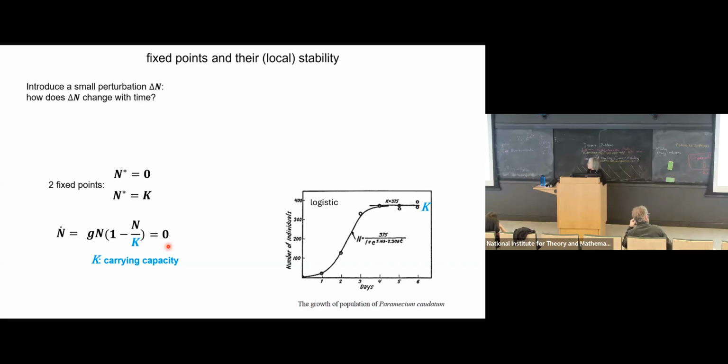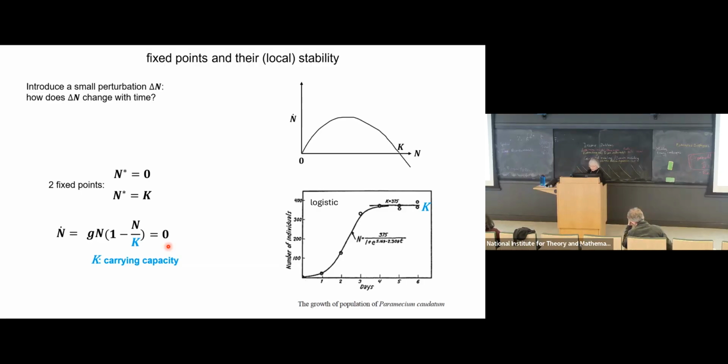And we want to know the local stability of these fixed points. That is to say, if we were to make a small perturbation, delta n, how does this delta n change with time? This is actually very easy to see for this example. You plot n dot against n, and we know that it has two roots, and it should look like this, right? 0 and k.